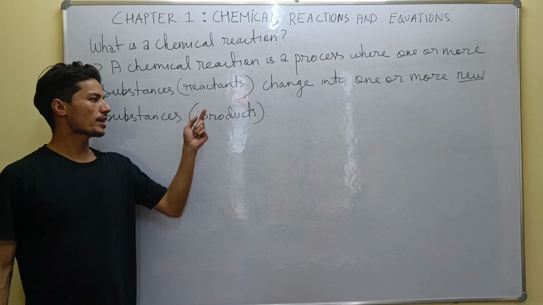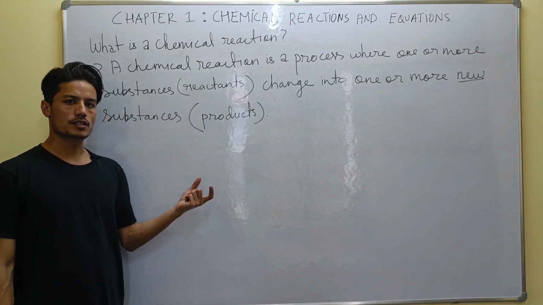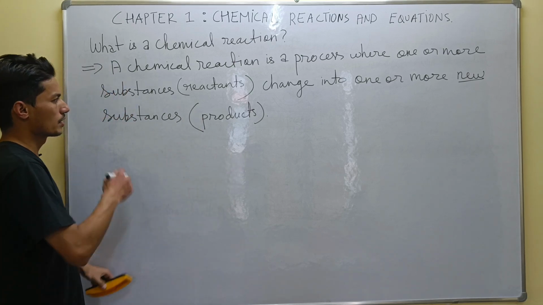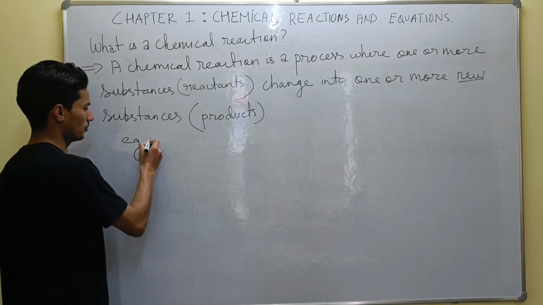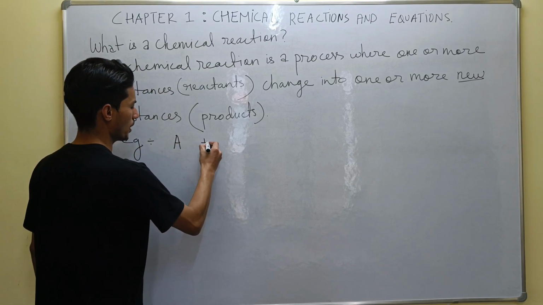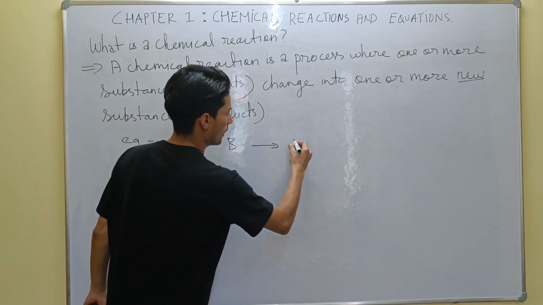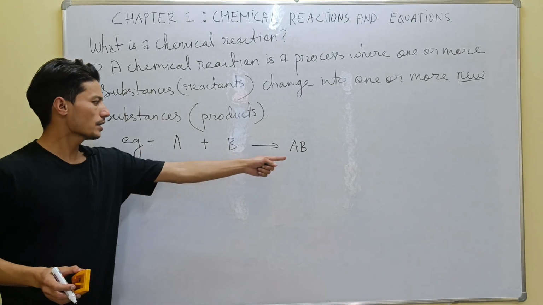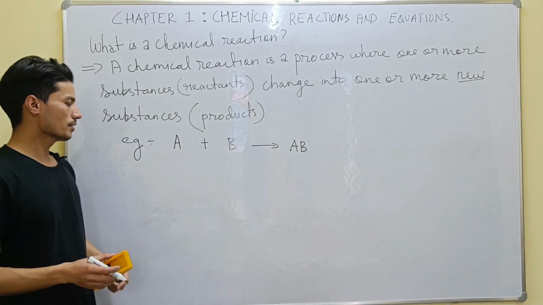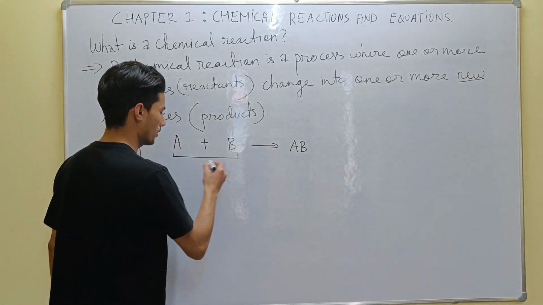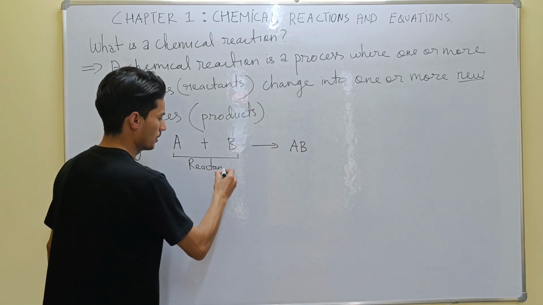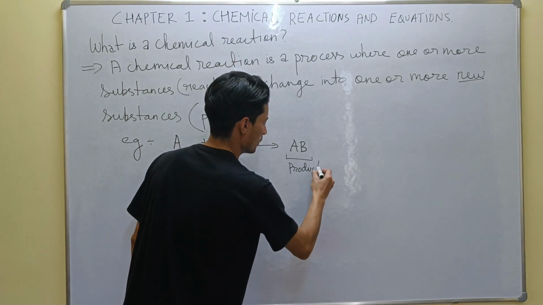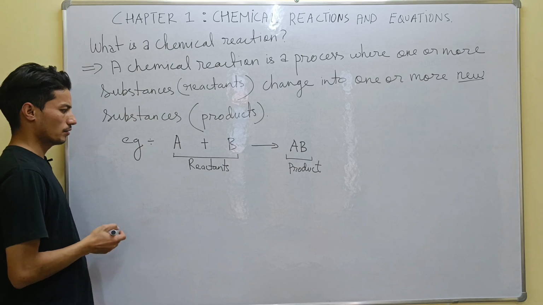See students, the concepts of reactants and products are very important. In every chemical reaction we will have reactants and we will have products. Remember that. Let us take one example here. Say A plus B gives AB. So let us identify the reactants and the products here. In this representation of a chemical reaction, A and B together are called the reactants, and AB becomes our product.